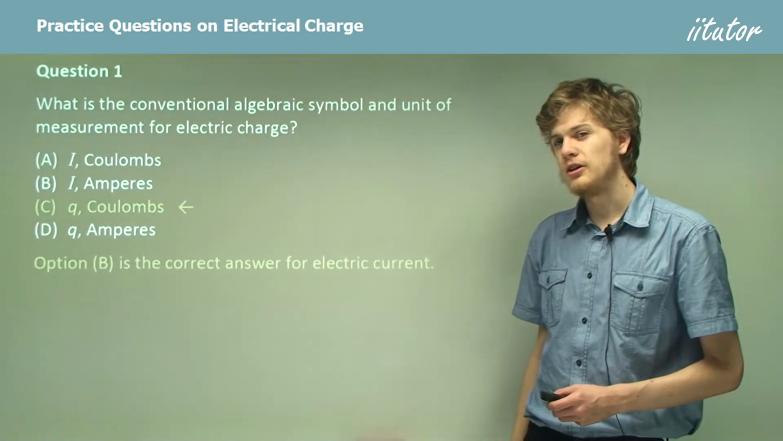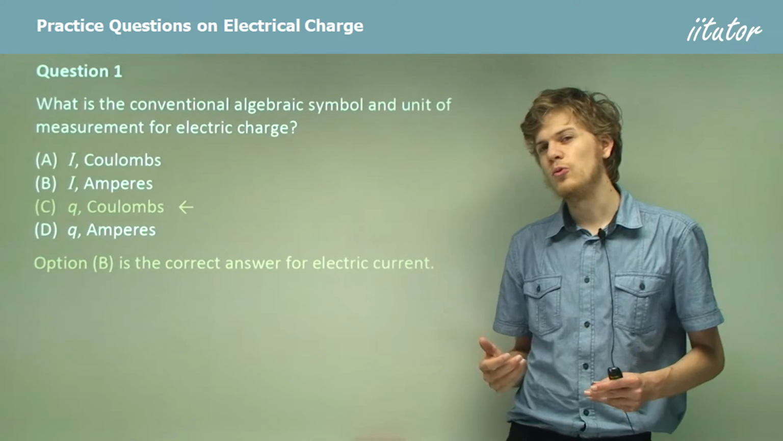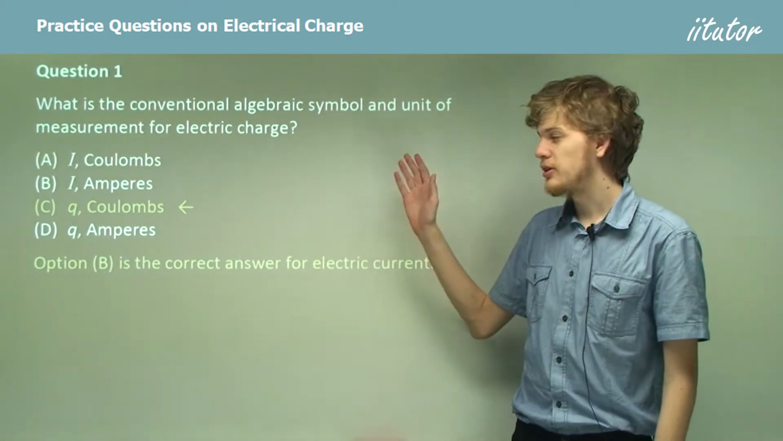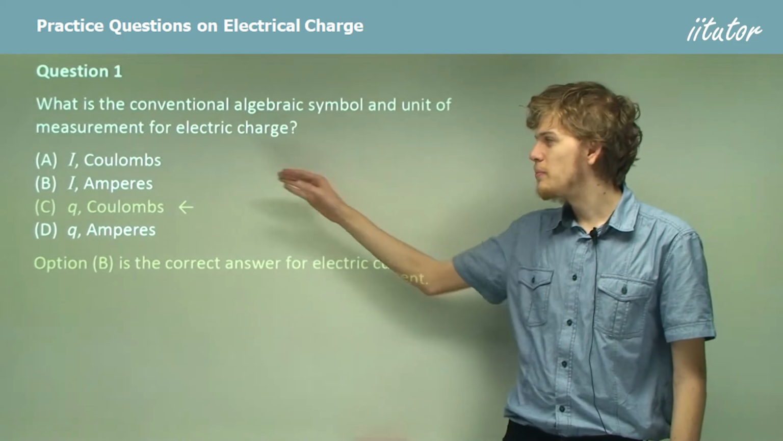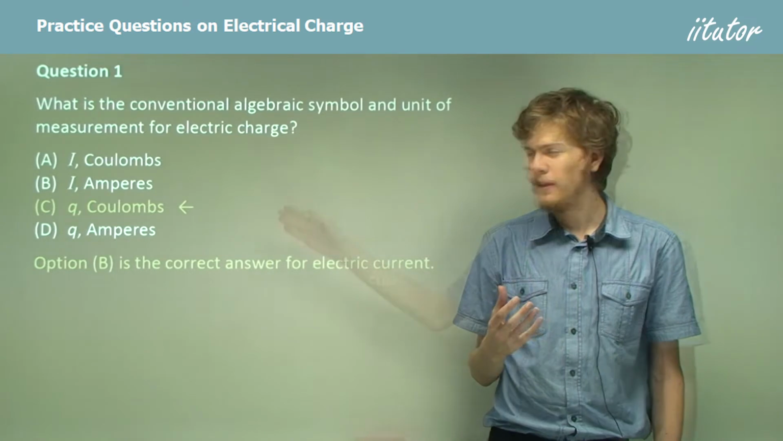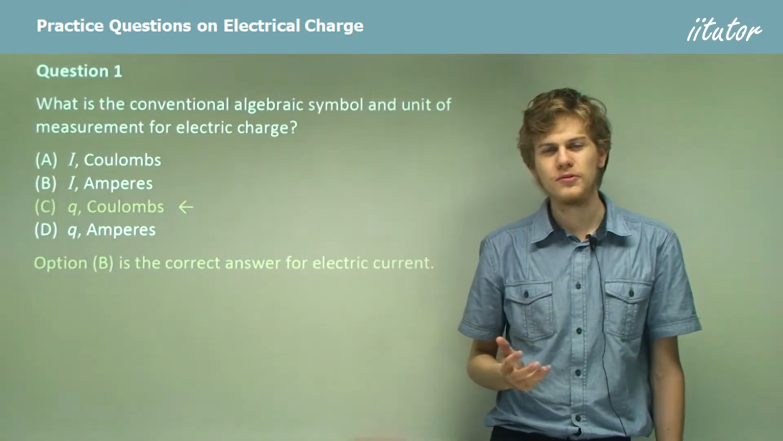We measure electric charge in coulombs and represent it with a lowercase q. If the question was asking about electric current instead, then the answer would have been B. We measure electric current as an uppercase I in amperes, or amps for short.